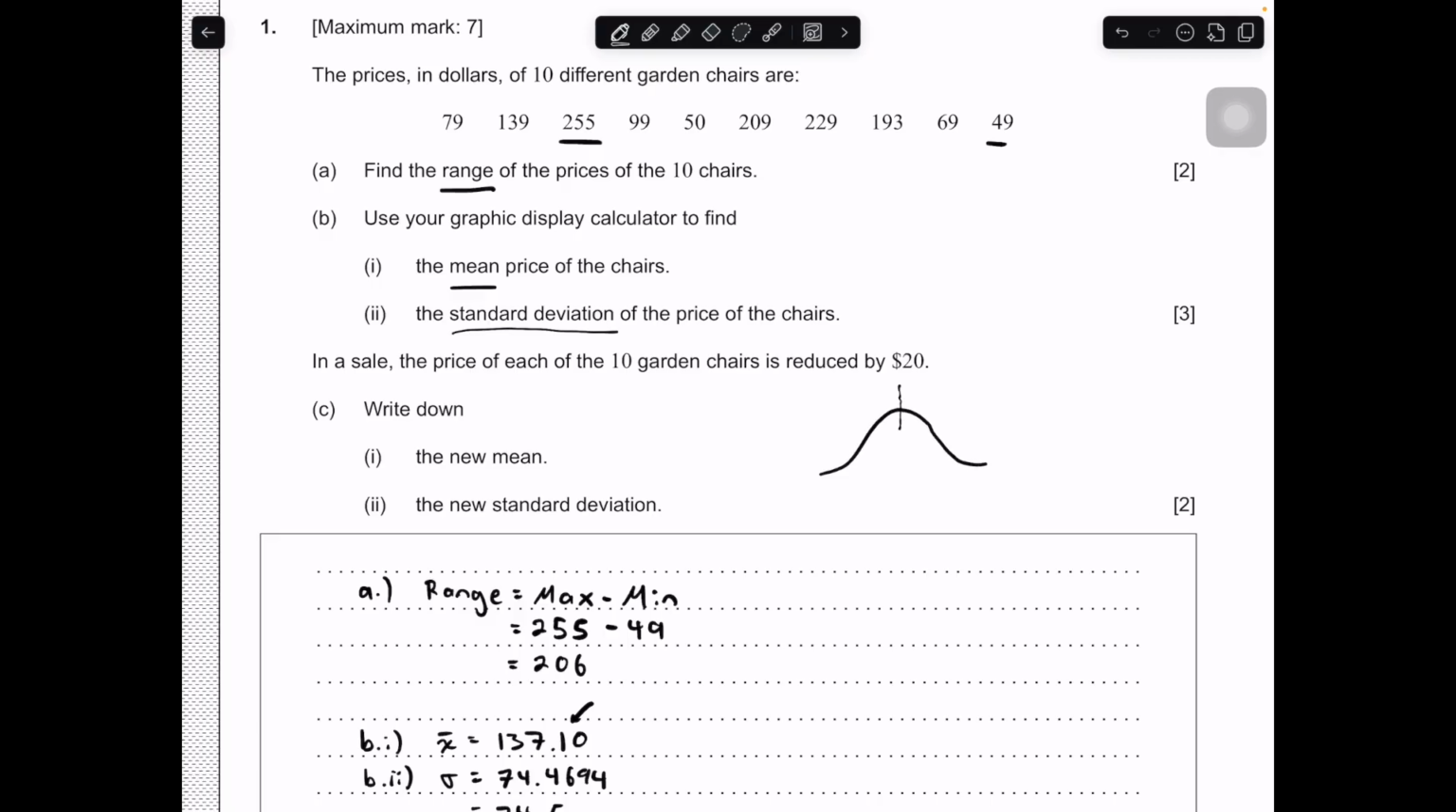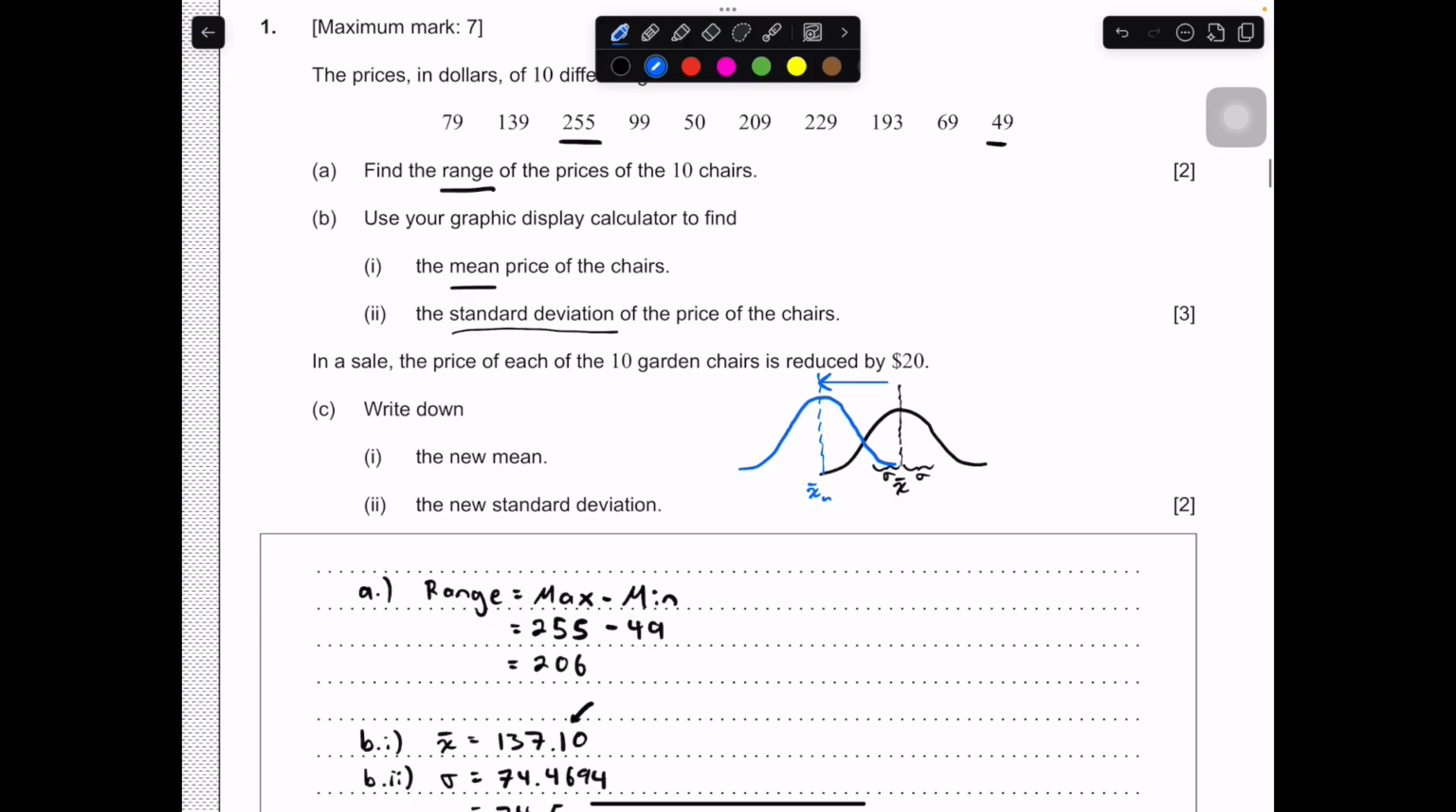And this standard normal curve is symmetrical. Here's the mean, and then we also have the standard deviation, which talks about how spread out these values are. And if every chair is reduced by $20, so what are we doing? Well, we're actually just shifting this whole curve down by 20. And that helps explain why the new mean, so I should put this little bar above, is itself 20 lower, because every single value was shifted by 20.